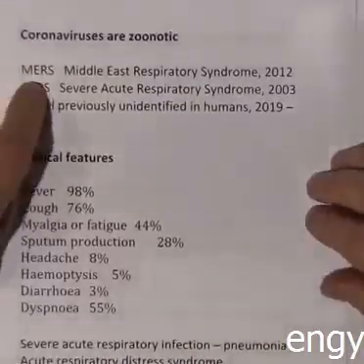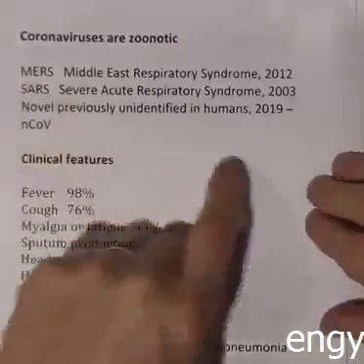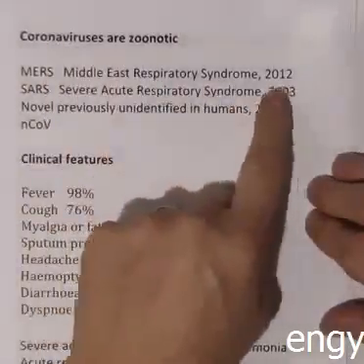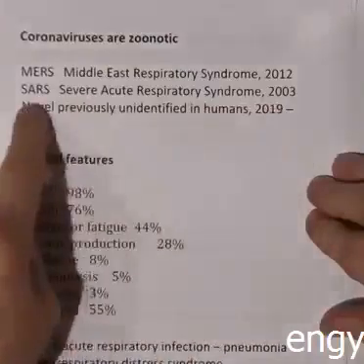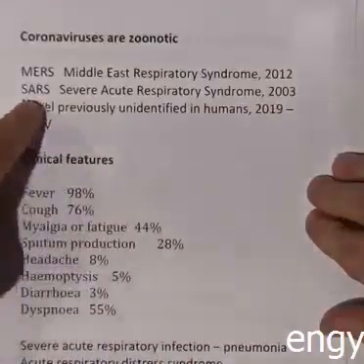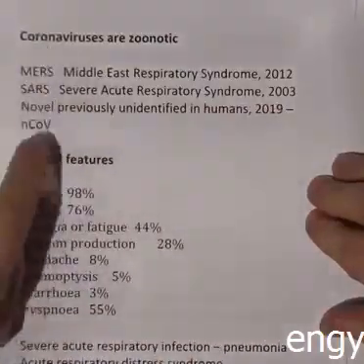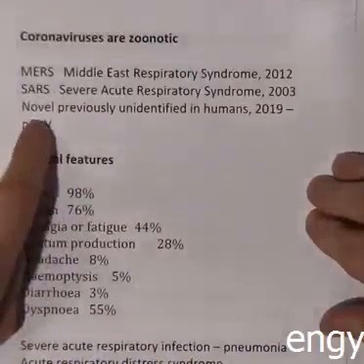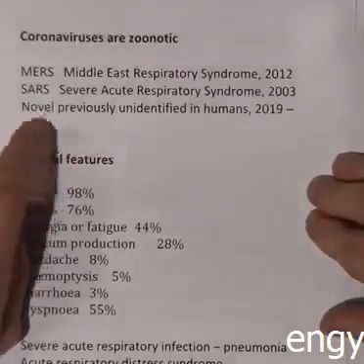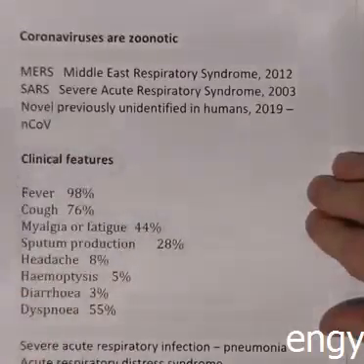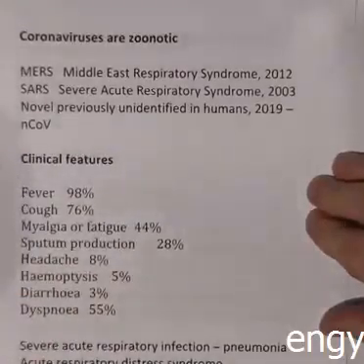So MERS was the Middle East Respiratory Syndrome. That was a coronavirus in 2012. And severe acute respiratory syndrome, the SARS, in 2013 were also coronaviruses. And now we have this novel, previously unidentified one, the 2019 novel coronavirus, which is currently causing illness.